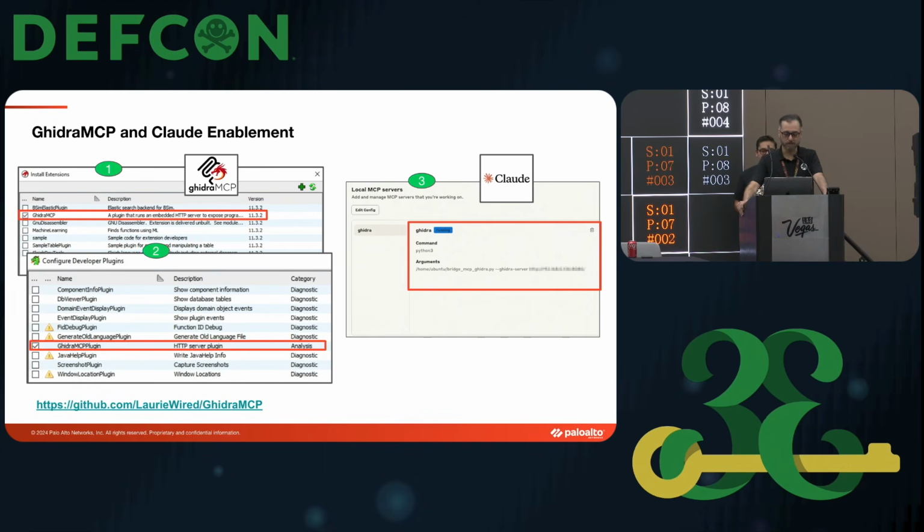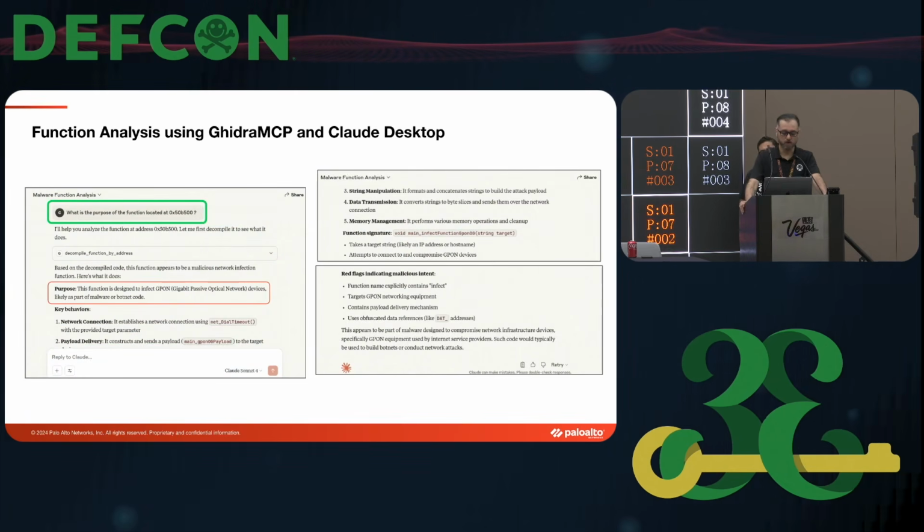Before that, we just want to set up the Ghidra MCP and Claude. It's quite simple. You just need to get the Ghidra MCP code from GitHub, and then install the extension, making sure that the configure developer plugins is already there. And also you can configure Claude in order to use a local MCP server. The Python script is already included, so everything is fine. It's pretty easy.